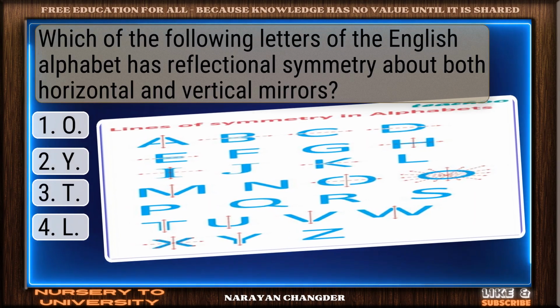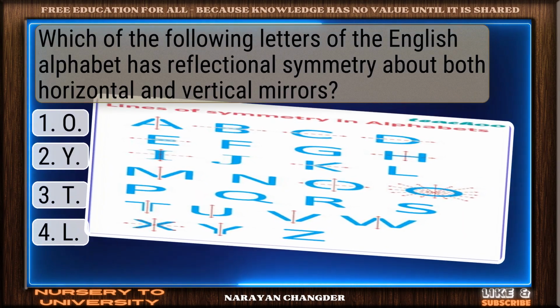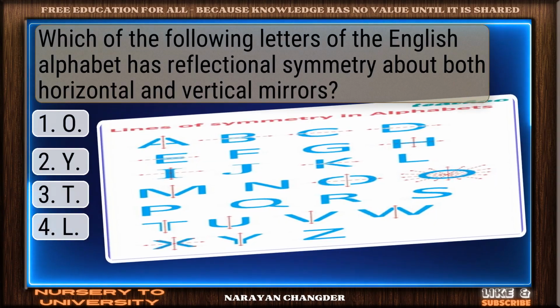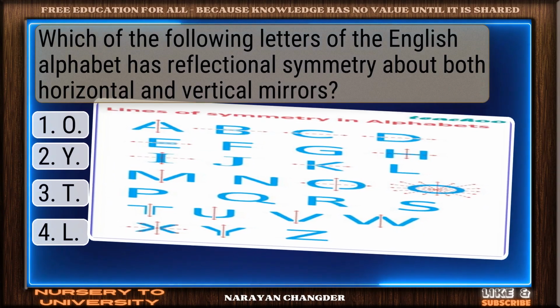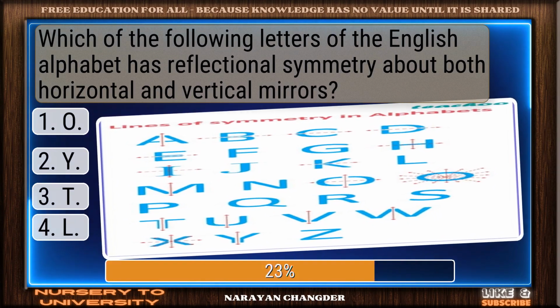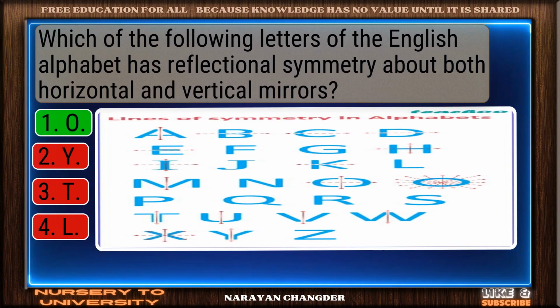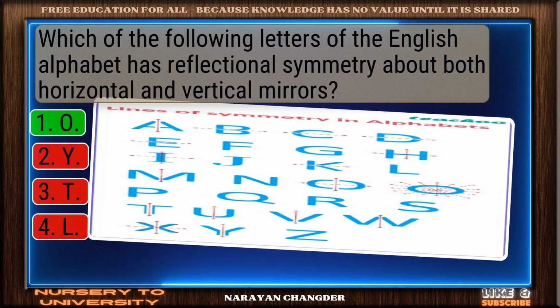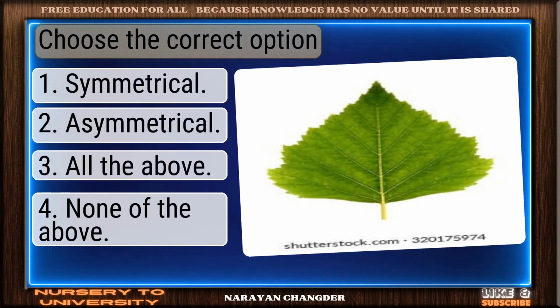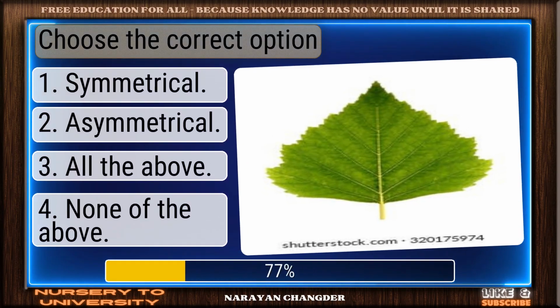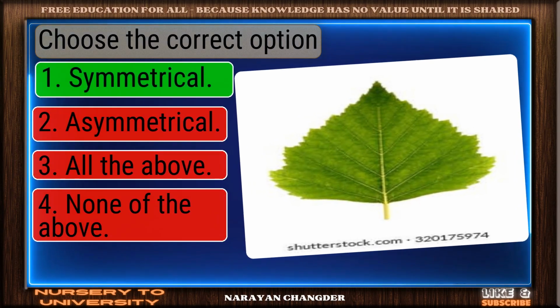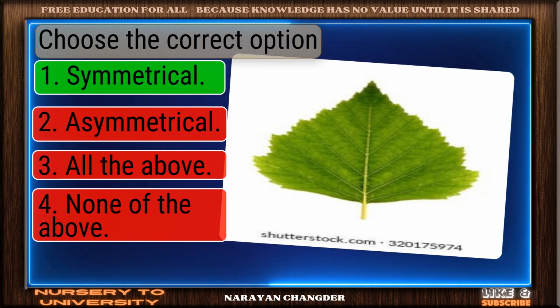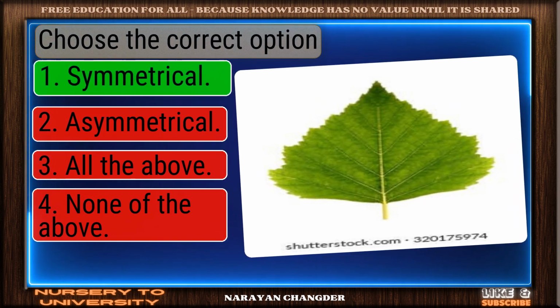Which of the following letters of the English alphabet has reflectional symmetry about both horizontal and vertical mirrors? You got it. Your choice O is right. Choose the correct option. Correct response. Symmetrical is the most accurate answer.